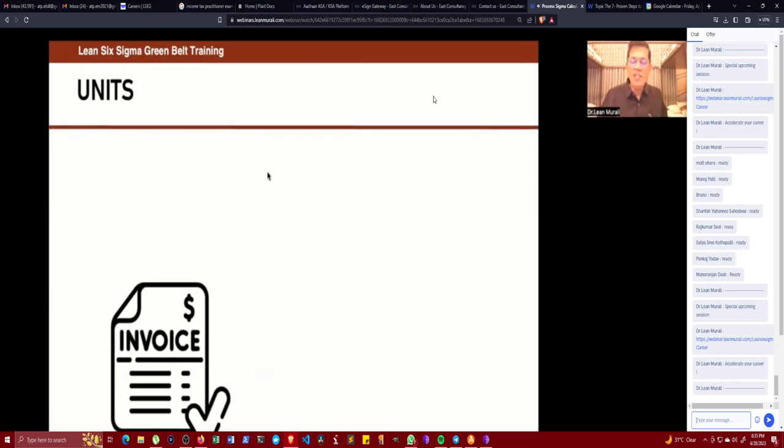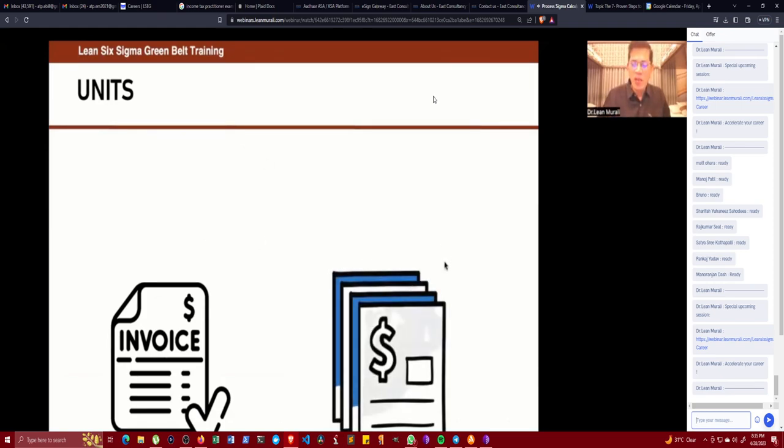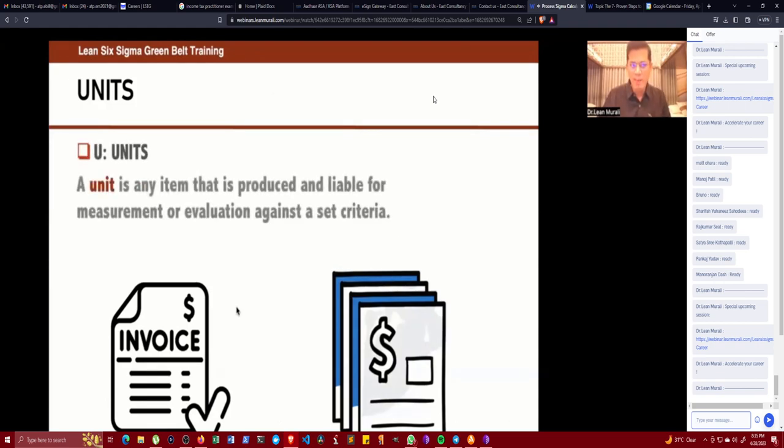Let us take a very, very simple invoice. And I'll help you calculate all this step by step. If I have these invoices, units is nothing but the number of invoices that I have. A unit is any item that is produced and is liable for measurement or evaluation against a set criteria. So invoice is a unit because it is liable for measurement and evaluation, because an invoice should be correct. That is why invoice is a unit.